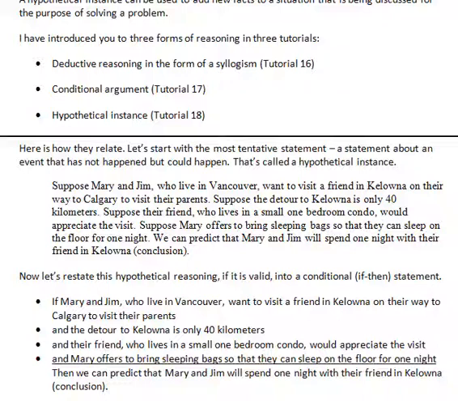Here's how they relate. Let's start with the most tentative statement, a statement about an event that has not happened but could happen. That's called a hypothetical instance. Suppose Mary and Jim, who live in Vancouver, want to visit a friend in Kelowna on their way to Calgary to visit their parents. Suppose the detour to Kelowna is only 40 kilometers. Suppose their friend, who lives in a small one-bedroom condo, would appreciate the visit. Suppose Mary offers to bring sleeping bags so that they can sleep on the floor for one night. We can predict that Mary and Jim will spend one night with their friend in Kelowna. Conclusion.